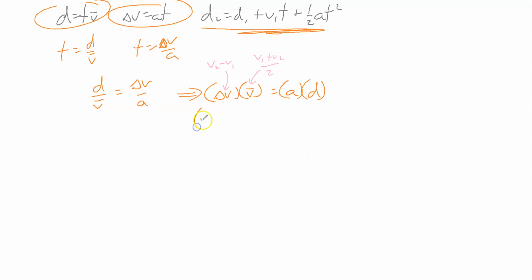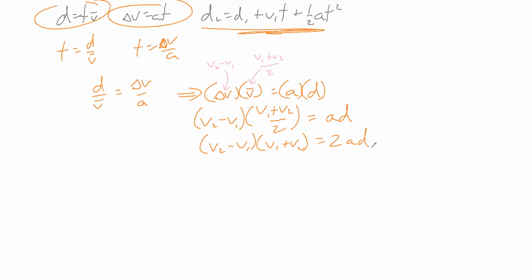So this is going to turn into (v2 minus v1). This is going to turn into (v1 plus v2) divided by 2 is equal to a times d. I'm just going to drop the brackets on the right-hand side. Now this looks kind of ugly and disgusting, but we're going to clean this up a little bit. One of the simplest things I'm going to do is move the 2 to the right-hand side. I'm going to multiply both sides by 2. If I do that, I'll have (v2 minus v1) times (v1 plus v2), and then that 2 is gone, and I'll be left with 2ad on the right-hand side.